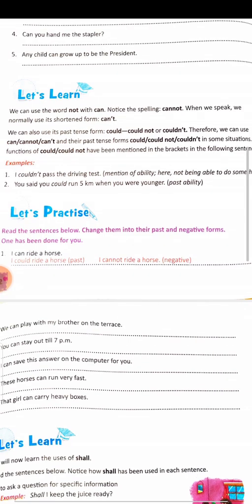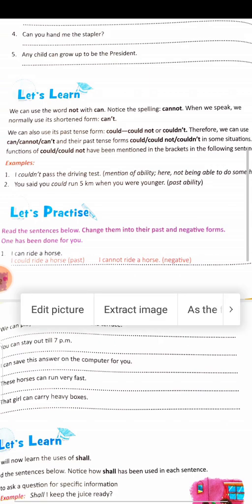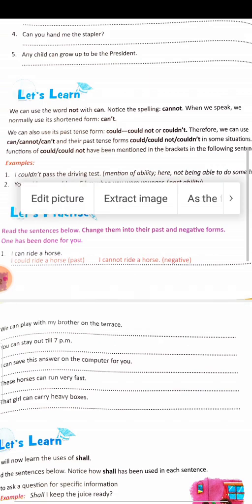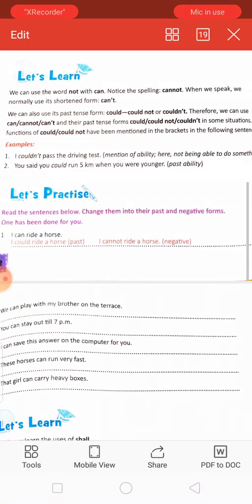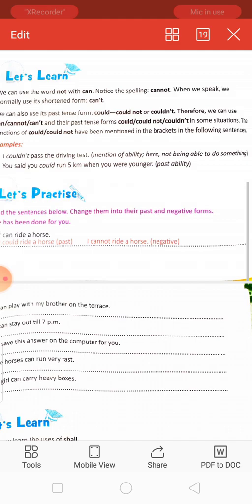The functions of could and could not have been mentioned in the brackets in the following sentences. I couldn't pass the driving test. Mention of ability here, not being able to do something.